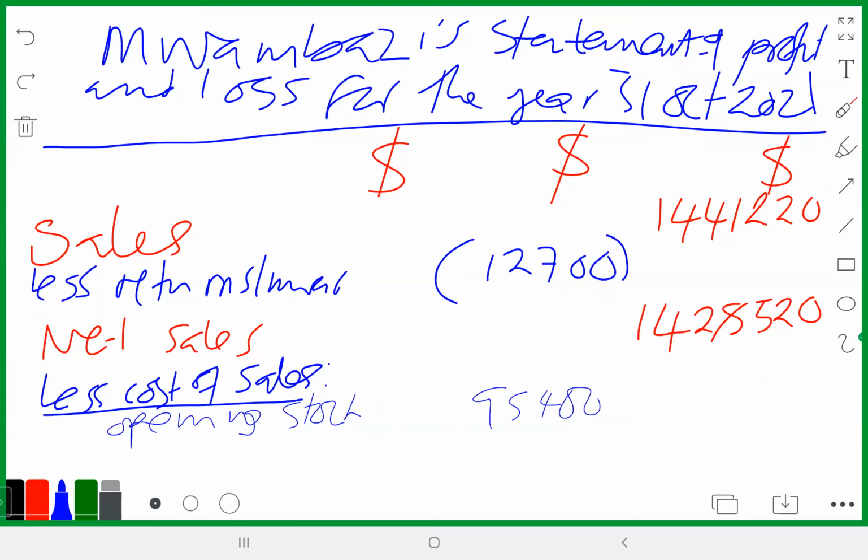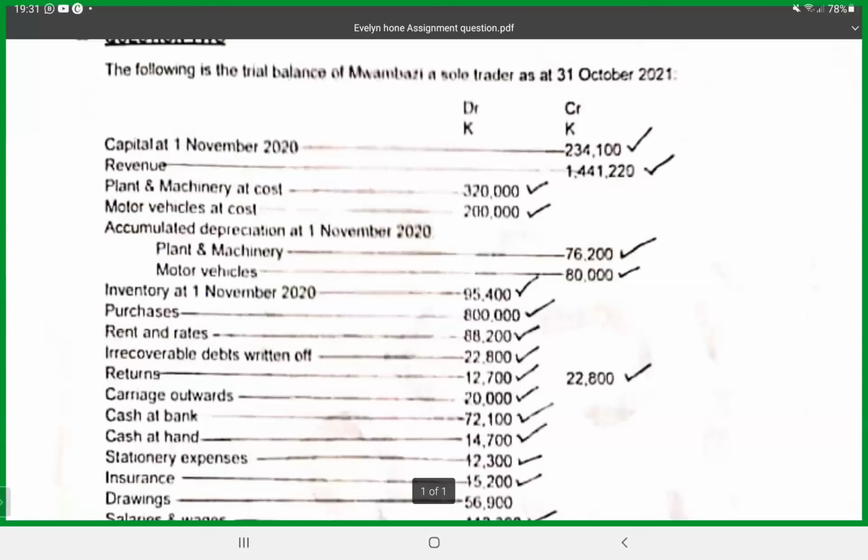Right. What do we do? To this we add what? We're going to add the purchases, isn't it? Yes, sir. Yes, add the purchases. Let's add purchases. Where are the purchases? Let's look for the purchases. Are you able to see the purchases? Just after the opening inventory.